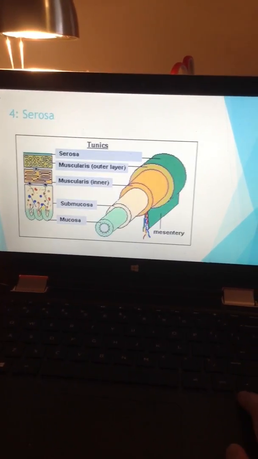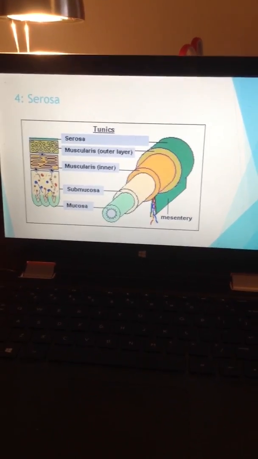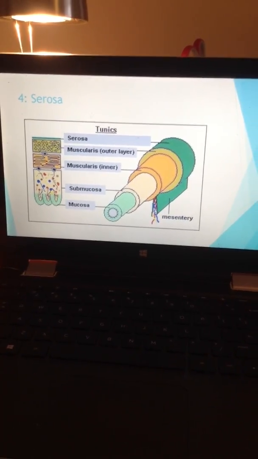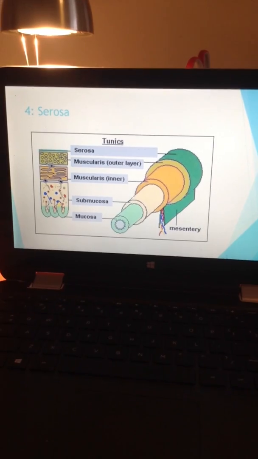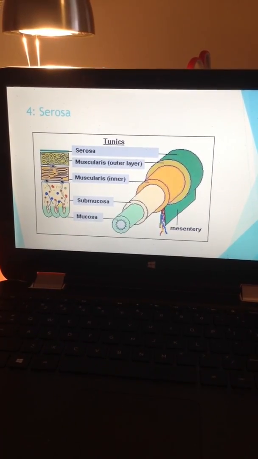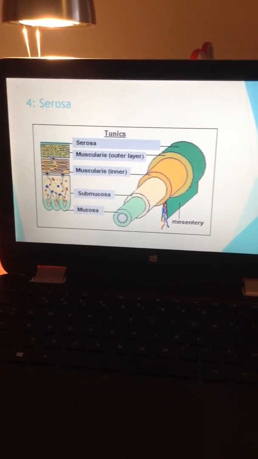And then the last layer is the serosa. The serosa is connective tissue that envelops the tubes and maintains the lubrication of all of the tubes.